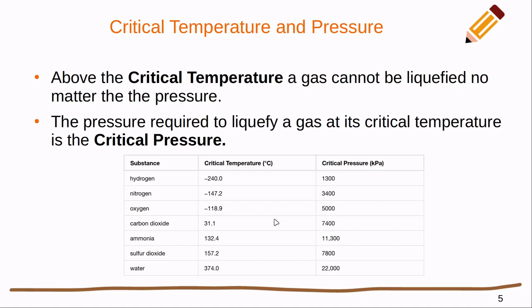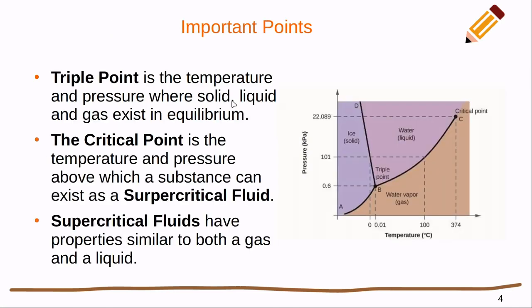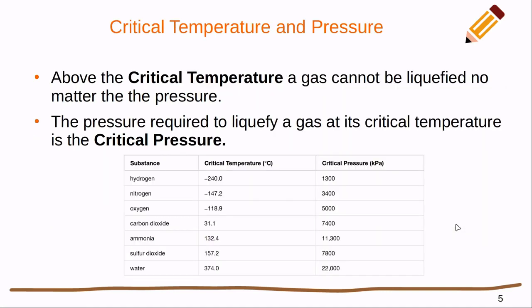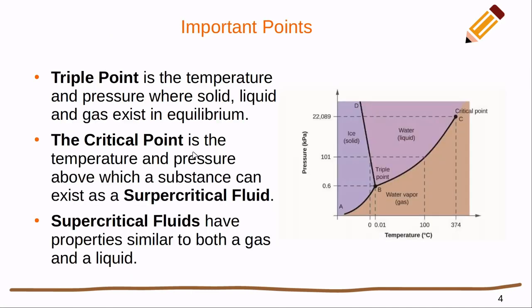Let's talk a little bit more about that critical temperature and pressure. Above the critical temperature, a gas cannot be liquefied no matter the pressure. That critical temperature would be if I took the critical point and traced it down to the temperature axis right here. So this would be my critical temperature. The pressure required to liquefy a gas at its critical temperature is the critical pressure. So if I track this point over to here, this is my critical pressure right here.